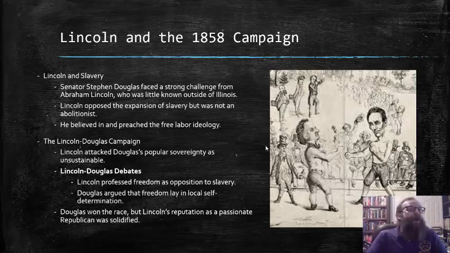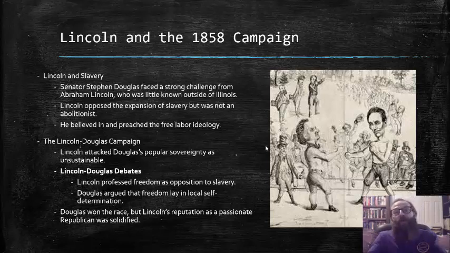Now, he faced a strong challenge from Lincoln, who at this time was little known outside of his home state of Illinois. He opposed, Lincoln that is, opposed the expansion of slavery, but he was not an abolitionist. In fact, he had long been in favor of colonization and was a proponent of that policy in how to deal with slavery and African Americans in the United States. He believed in and preached wholeheartedly the free labor ideology of the Republican Party.